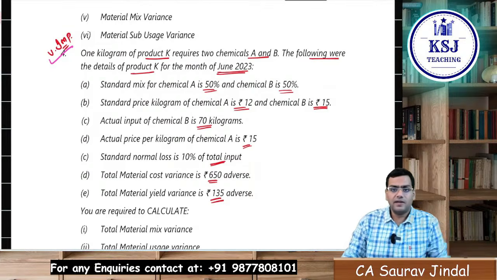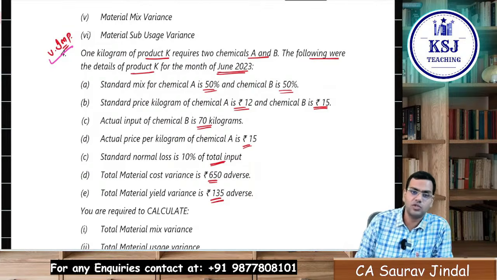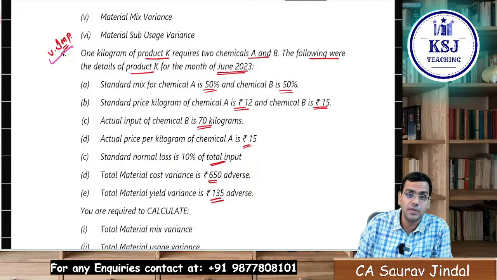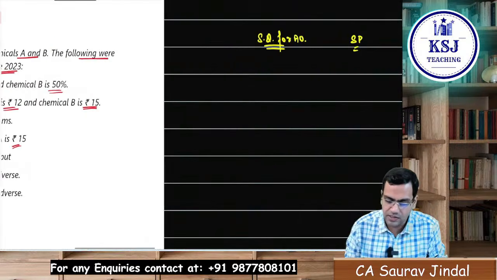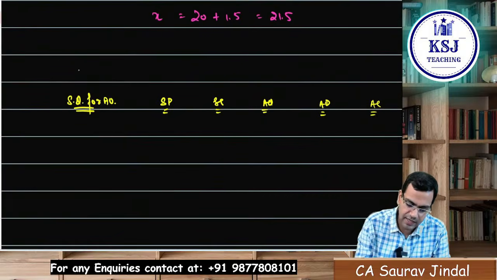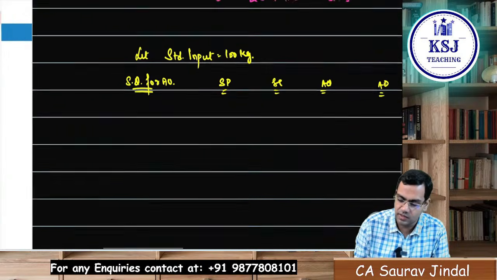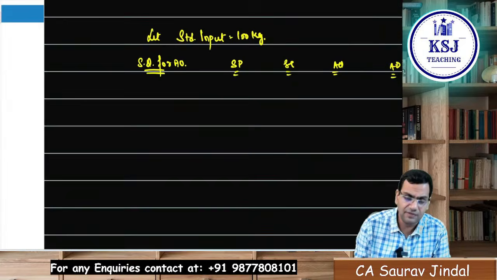He says, whatever is the standard, we mix it in the ratio of 50:50. So, what we assume is, let's say the standard input is 100 kg. That is going to be our assumption. Let standard input be 100 kg. So what will be the standard quantity? That will be 50:50 for A and B. That will be 50 and 50.